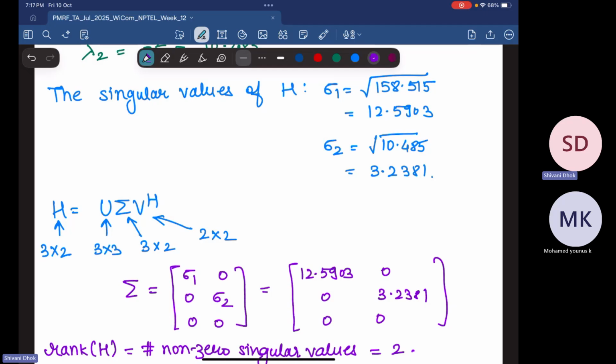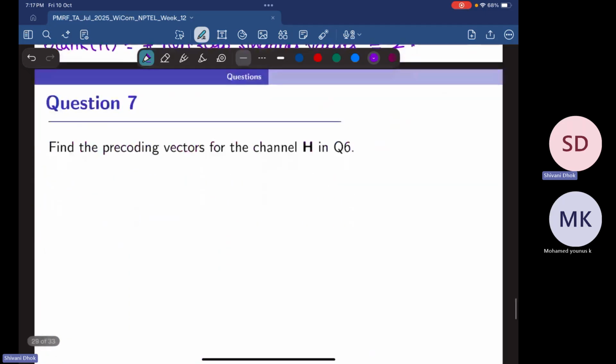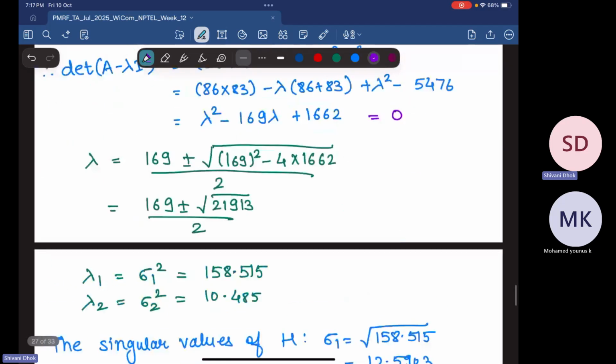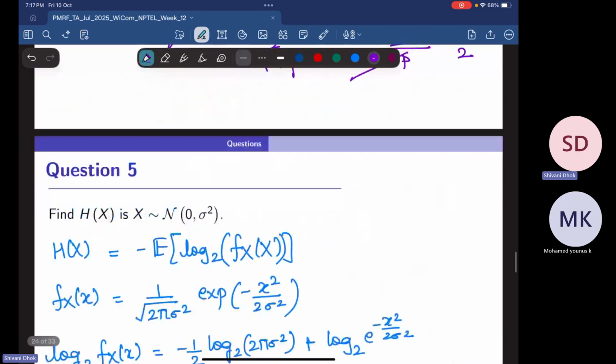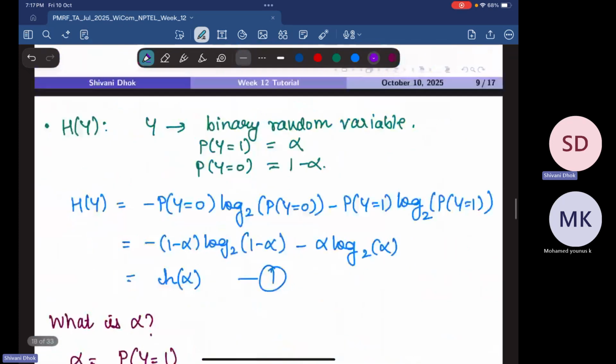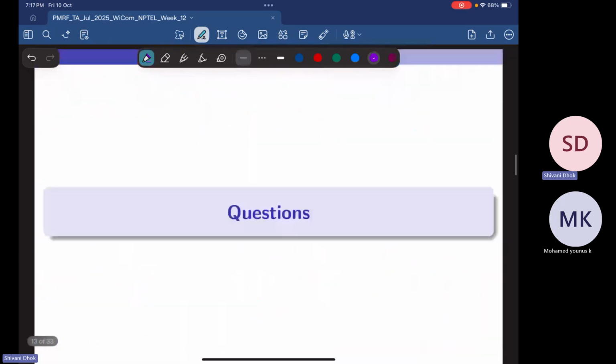Okay, if there are no questions, then let me move on to the next question. So now it says to find the pre-coding vectors for the channel H in question 6. So what do you mean by pre-coding vector? Let me take you back to the earlier discussion that we have done.